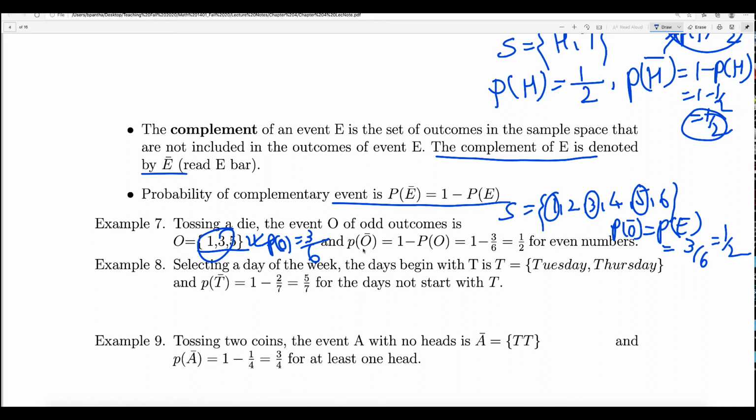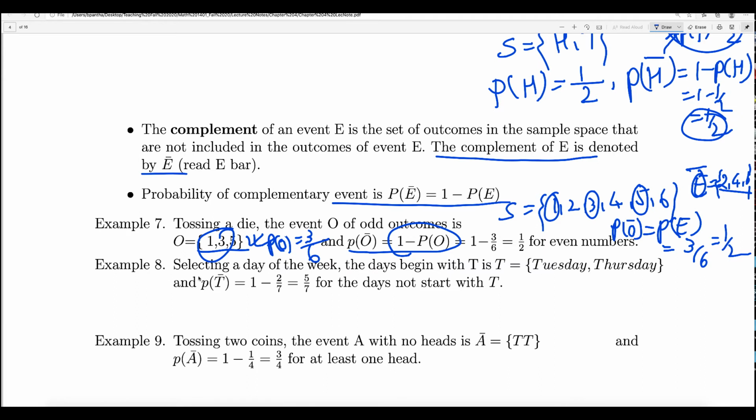One way is complement of an event. One way is you do 1 minus probability of that event, and another way is list the event that is the complement. So basically you can list the event, you can write O bar equals 2, 4, and 6. So probability of O bar is the same as the event E, right? That is 3 over 6 because there are 3 outcomes.